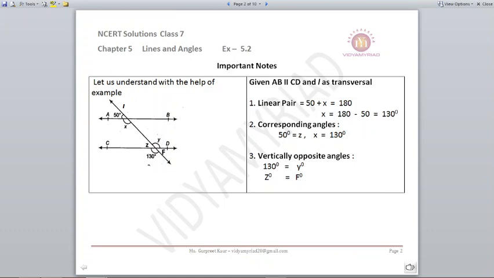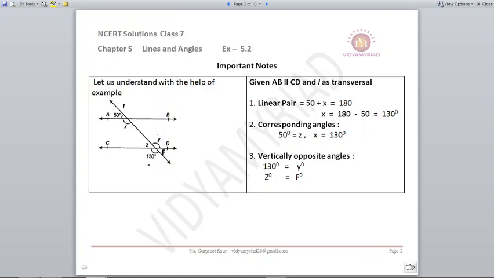Now what are corresponding angles? We can use the property. If you look here, your 50 degrees will be equal to angle Z and your x will be equal to 130 degrees. These are corresponding angles. I repeat again, your 50 degrees will be equal to angle Z. The upper angles are equal, and the lower angles will also be equal, that is x will be equal to 130 degrees.